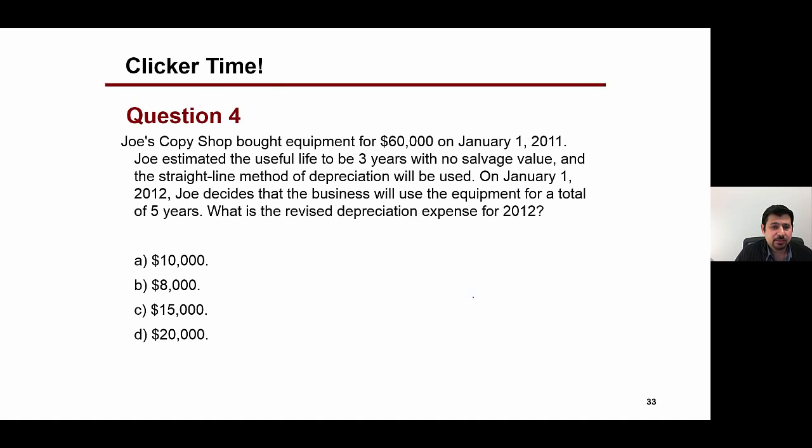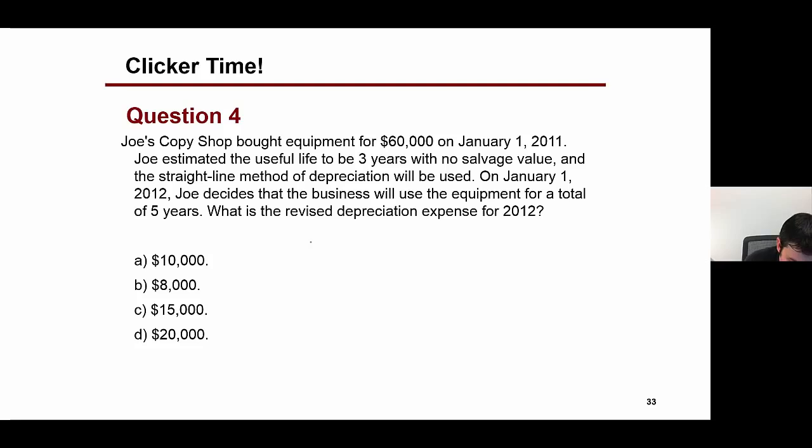Joe's coffee shop bought equipment for 60,000 on January 1st, 2011. Joe estimated the useful life to be 3 years with no salvage value, and the straight line method of depreciation will be used. On January 1st, 2012, Joe decides that the business will use the equipment for a total of 5 years. So here they have revised depreciation. They have extended the useful life of the equipment by 2 years. What is the revised depreciation expense for 2012?